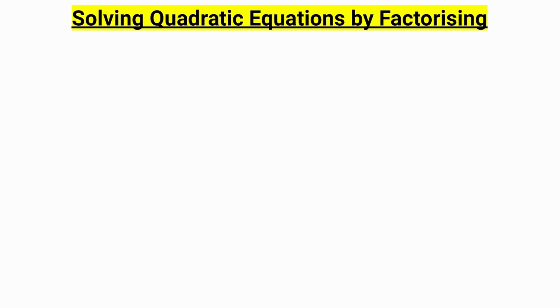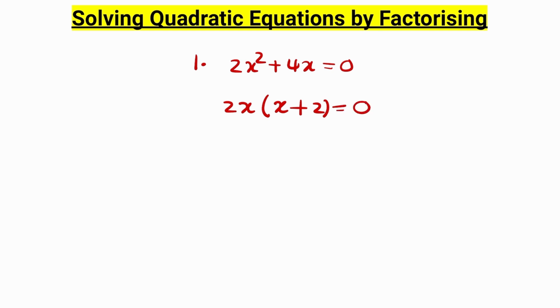Let's move on to some questions regarding solving equations using factorization. The first question is 2x squared plus 4x equal to 0. Pause this video and try to solve it before I do. The question is very simple. We can see that there are common factors in this. What are the common factors? 2 and x. So we can take 2x out of the brackets. What will be remaining inside the brackets? 2x squared divided by 2x, it's just x. And then 4x divided by 2x is plus 2 equal to 0.